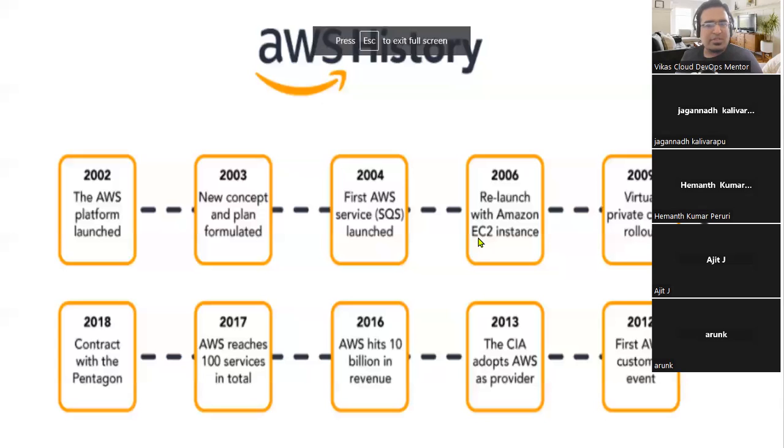Anyone heard about this service name, EC2? Yes, yes, Vikas. Yes, everyone knows. Everyone has to be aware of this service. EC2 is the most popular, common service. Every company is using it. 95% of companies are using this service, EC2. The EC2 service was launched in 2006.